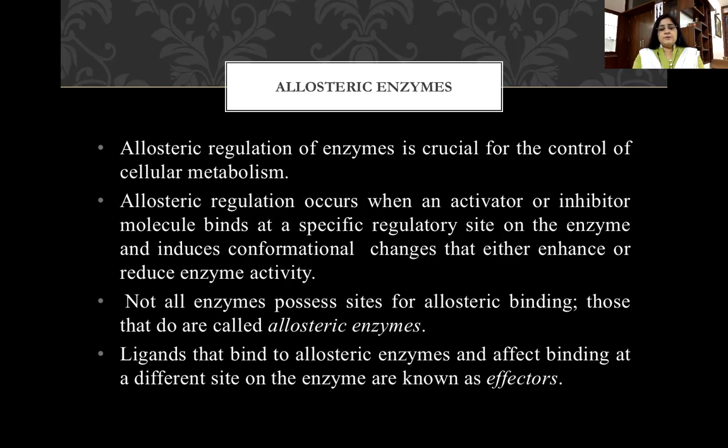Not all enzymes possess sites for allosteric binding. Those that do are called allosteric enzymes. So you cannot say that all enzymes are allosteric enzymes; only a few are. Those which possess sites for allosteric binding are called allosteric enzymes. And the ligands that bind to the allosteric enzymes and affect binding at a different site on the enzyme are known as effectors. These effectors can be positive modulators or negative modulators. As the word tells, they are causing an effect, whether a positive effect or a negative effect.